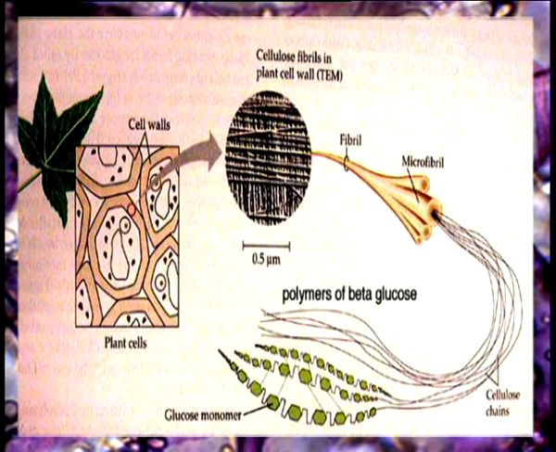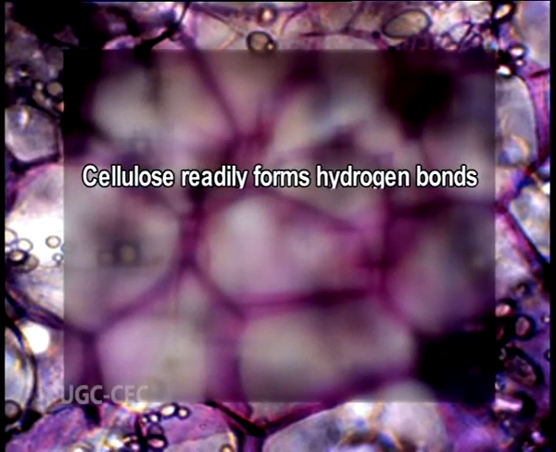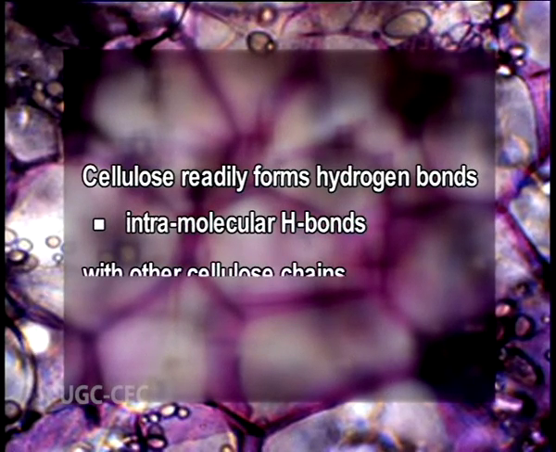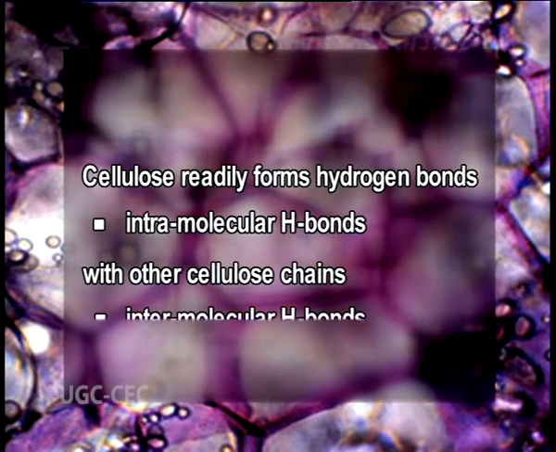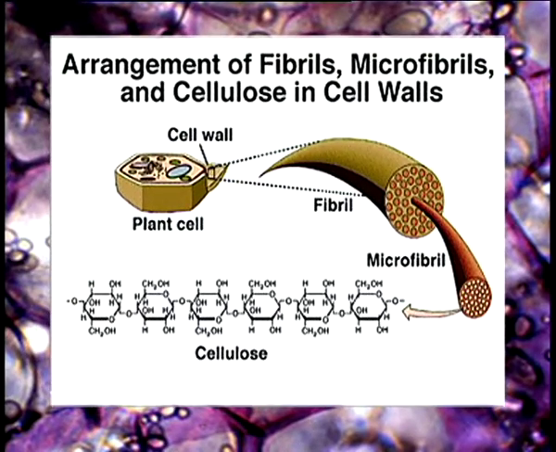Beta-1,4-glucan is made of as many as 25,000 individual glucose molecules. Every other molecule, called a residue, is upside down. Cellobiose, that is a glucose disaccharide, is the basic building block. Cellulose readily forms hydrogen bonds with itself, that is intramolecular hydrogen bonds, and with other cellulose chains, that is intermolecular hydrogen bonds. A cellulose chain will form hydrogen bonds with about 30 other chains to yield a microfibril.